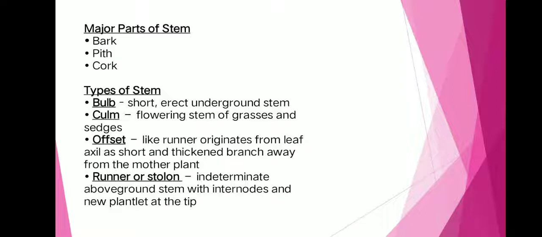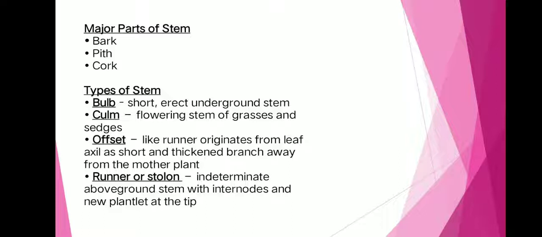Types of stem. Bulb, short erect underground stem. The bulb crops include plants such as the tulip and hyacinth. The next one is culm, the flowering stem of grasses and sedges. Culm is the hollow stem of a grass or cereal plant, especially that bearing the flower.